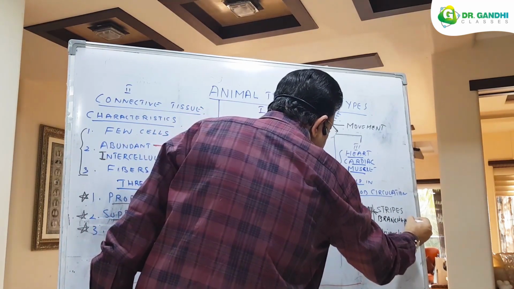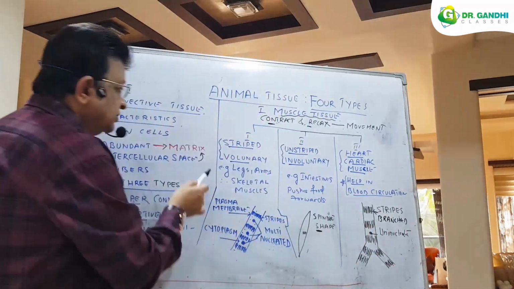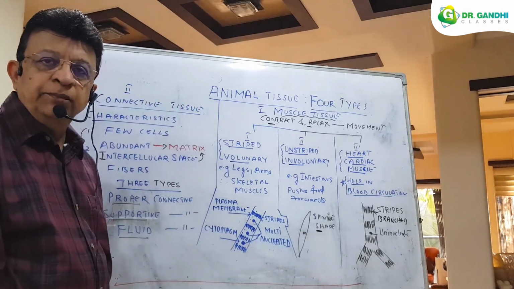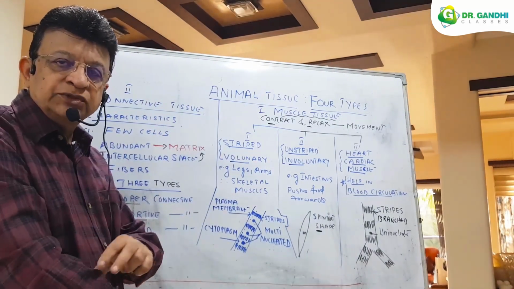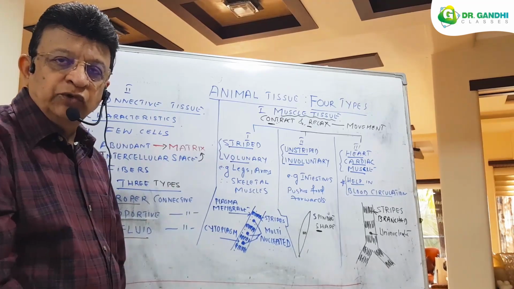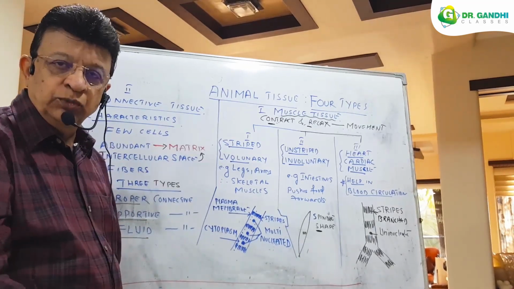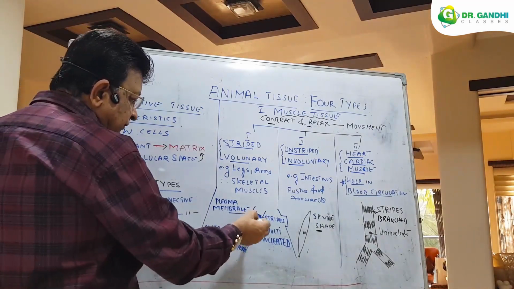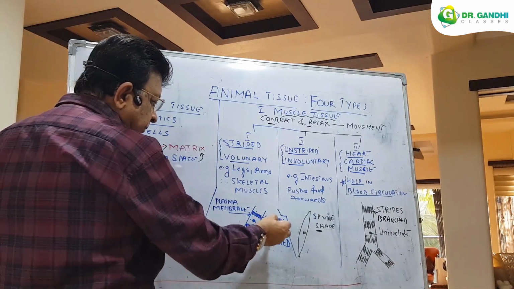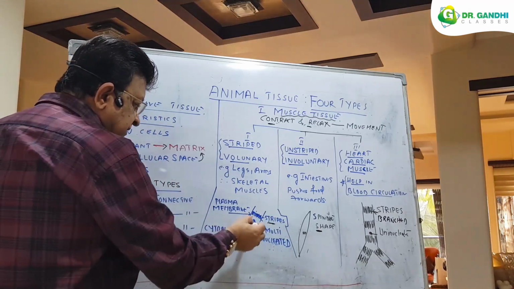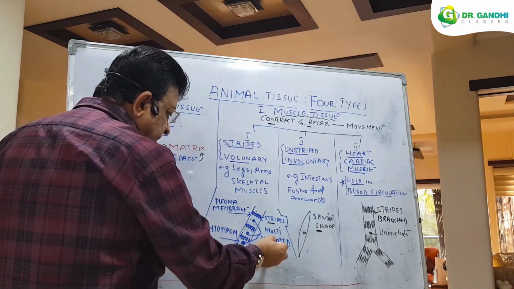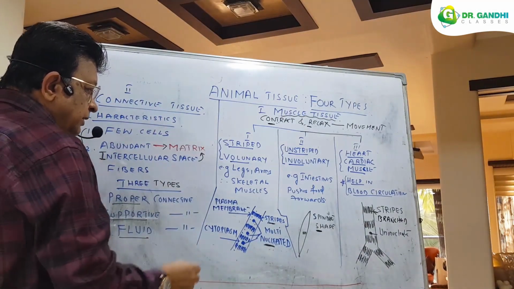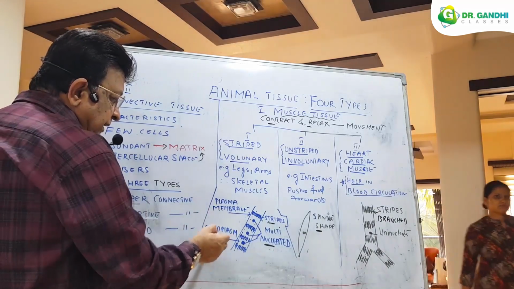Very, very important. The first one then, which is the striped tissue, is also called voluntary tissue because it makes up the muscles of your legs, your arms, your skeletal system, and they move at your will. Whenever you wish, you move your hand, you move your leg, you walk, etc. Under the microscope, they have a striped appearance, and you can see there are multiple nuclei. It is multinucleated.